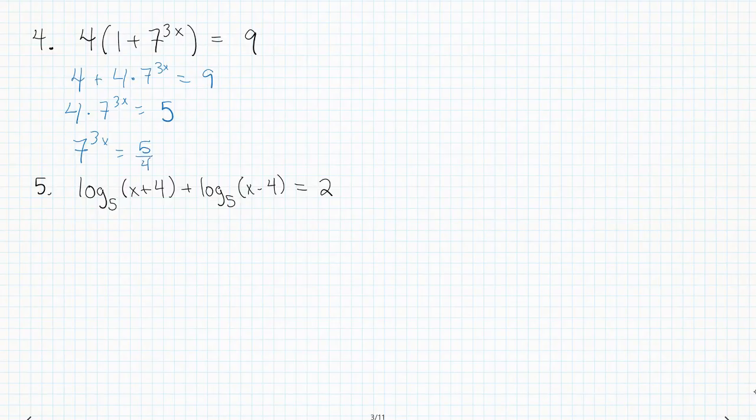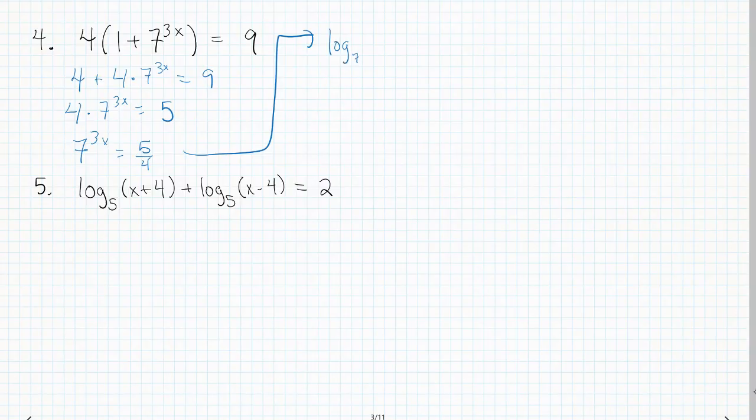Now, one way you can do it is just use properties of logarithms by the definition right away, or you can take a log base 7 of both sides. So log base 7 of 7 to the 3x equals log base 7 of 5/4. Now, does it have to be a log base 7? By no means. Actually, if you wanted to do a natural log, then use the laws of logarithms. You could bring that 3x on down and solve it that way. That would work just fine.